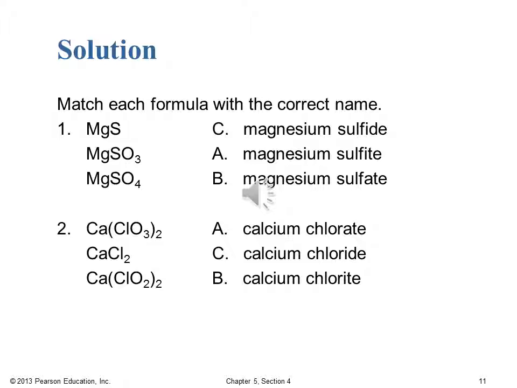For number 2, Ca(ClO3)2 is calcium chlorate, so choice A. CaCl2, hopefully that was the easy one, calcium chloride. And then finally Ca(ClO2)2 is B, calcium chlorite. And again, the ate has the more oxygens in the polyatomic, the ite has one less. So hopefully that helped you if you were struggling with that concept.